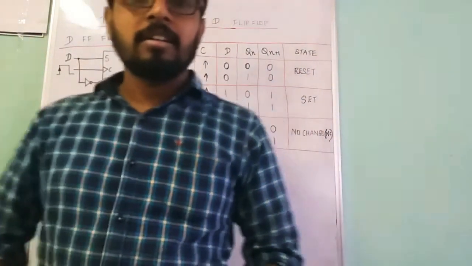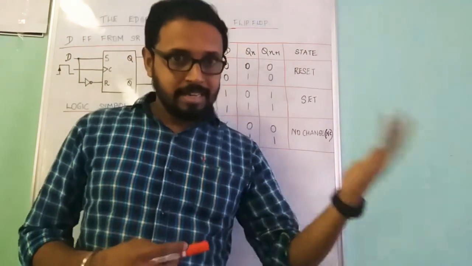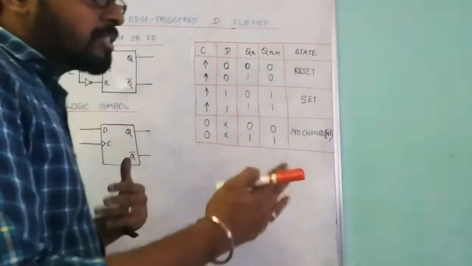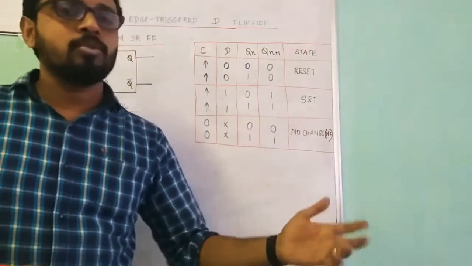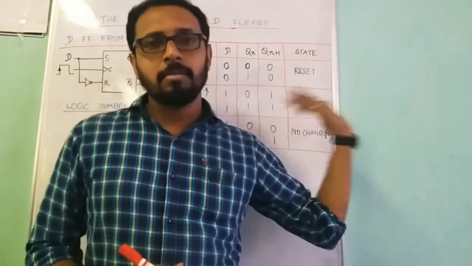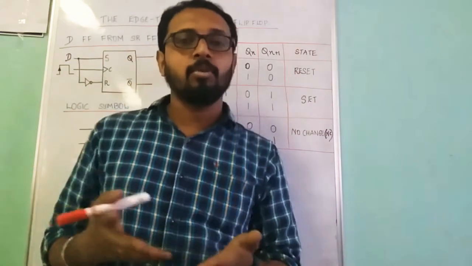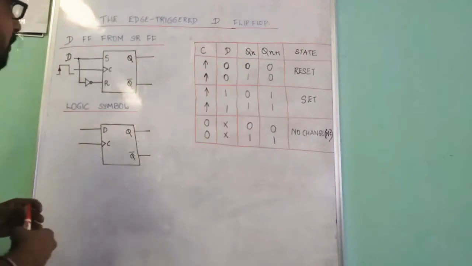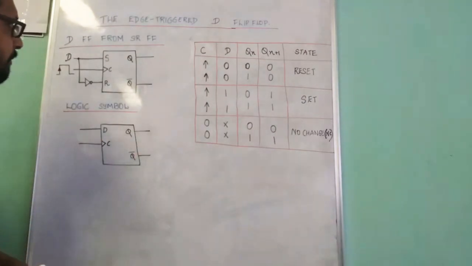Next is the edge triggered D flip flop, that is data flip flop. Here we have these simple cases. The explanation is also based on this diagram and truth table. You can explain all these cases by yourself. This is how we make a D flip flop from SR flip flop.